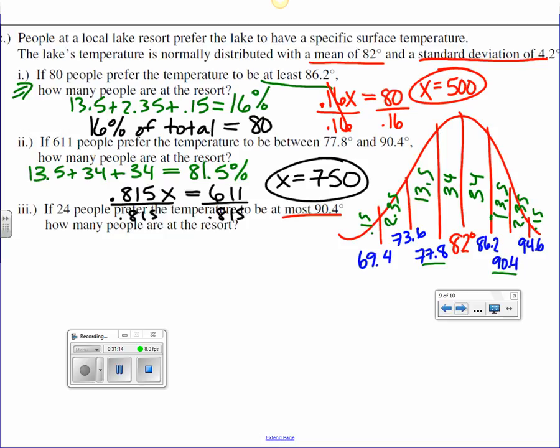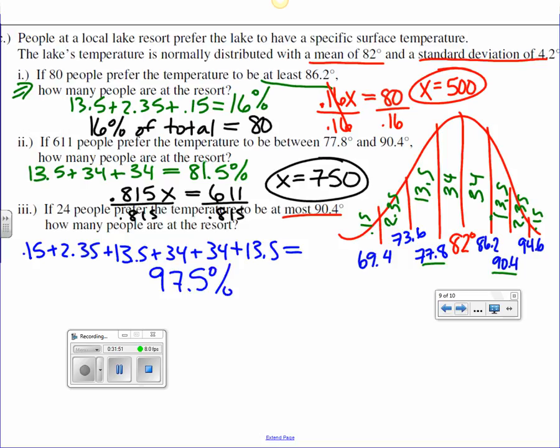Now, you can do it the way we've always done it. You can add these up, or you could take a shortcut. Very good. 100 minus those. Okay. If you add them up like we have been doing, 0.15 plus 2.35 plus 13.5 plus 34 plus 34 plus 13.5. All right. 97.5%. Okay, so that's not my final answer.